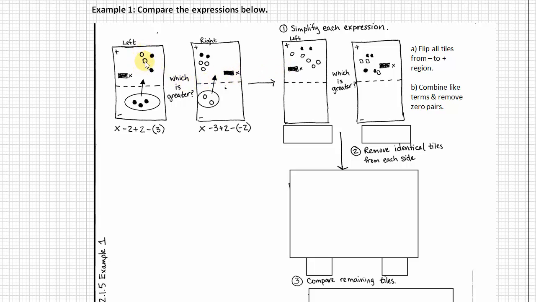We have these 2 positives and 2 negatives units. And then these 3 positives that were in the negative region flipped up to be 3 negatives up in the top region. So that'd be for the left. On the right hand side, we still have this positive x tile, and we have 2 positive unit tiles, 3 negative unit tiles, I've just moved it a little bit, and these 2 negatives flipped up and became 2 positives. So all we've done here is flip them, but then we'd also want to remove anything that are 0 pairs.